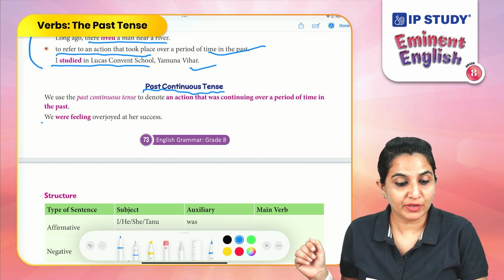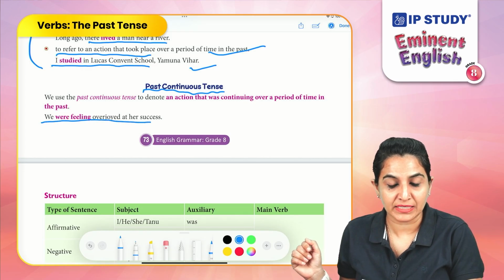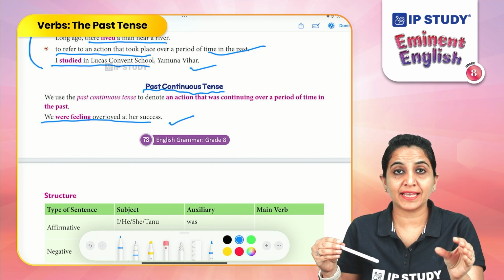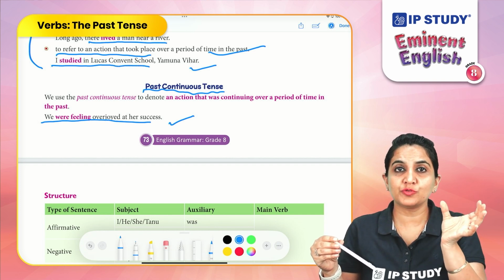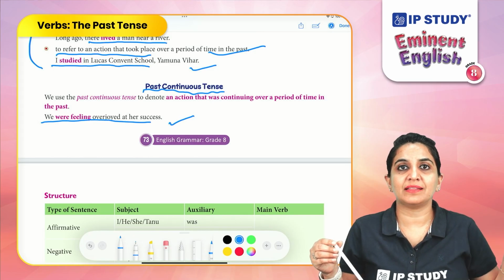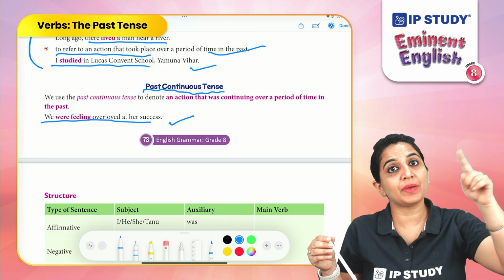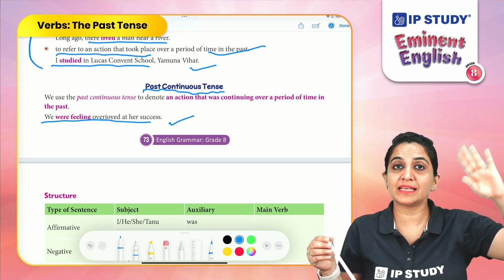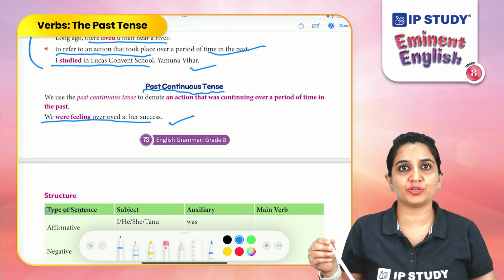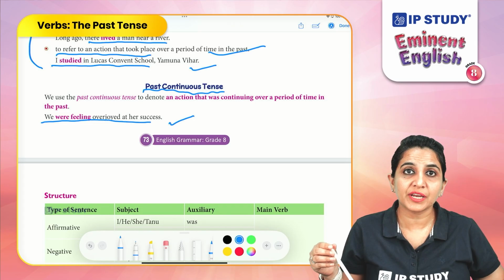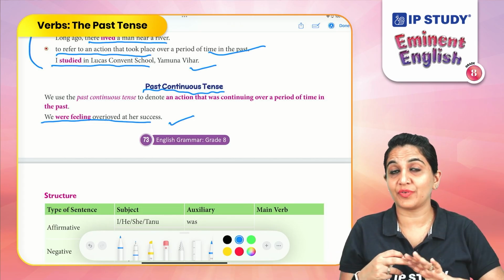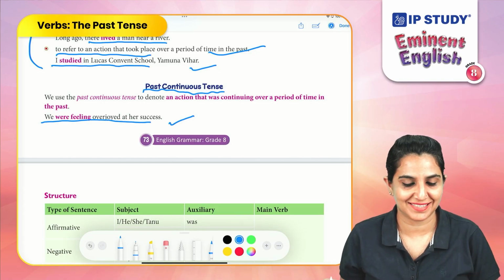So, we were feeling overjoyed at her success. So, we're referring to some feeling or some action which was happening over a period of time continuously, but in the past. So, the timeline remains the past. Yes, very good. It is before today's time, but it was continuing at that time in the past. So it is very different from the present tense.